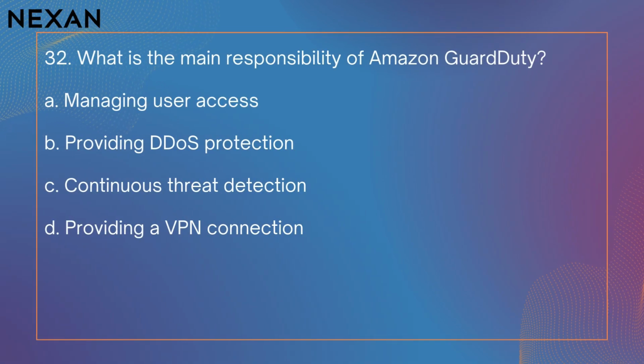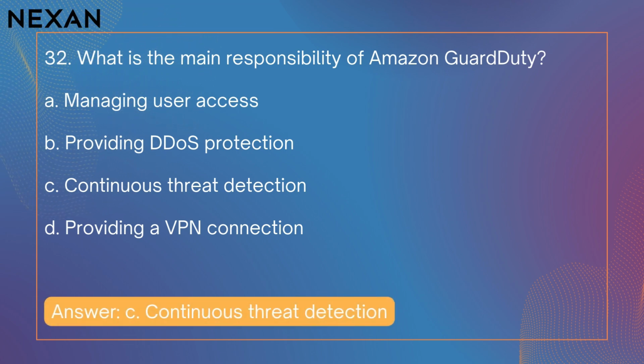32. What is the main responsibility of Amazon GuardDuty? A. Managing user access. B. Providing DDoS protection. C. Continuous threat detection. D. Providing a VPN connection. Answer C. Continuous threat detection.